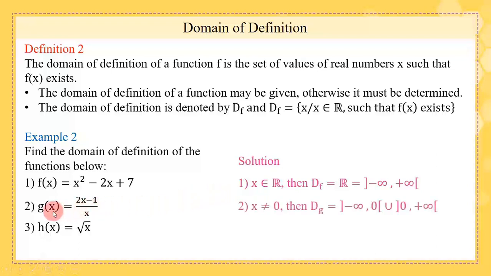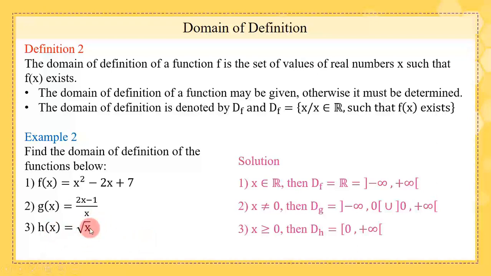In the second case, here we have a rational function. It is in the form of a over b, so it is defined whenever the denominator is different from 0, so x is different from 0, then D of g is negative infinity to 0, union from 0 to plus infinity.